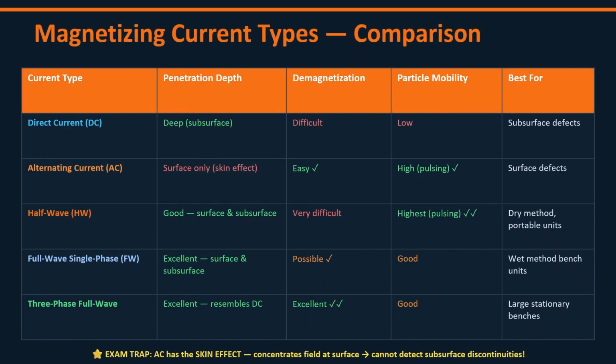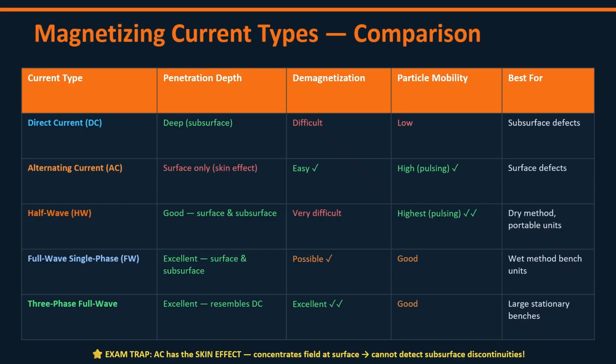The type of magnetizing current strongly influences MT performance. The comparison on this slide is really a comparison of three things: penetration, particle mobility, and demagnetization behavior. Alternating current is strongly surface-oriented because of the skin effect. It is excellent for surface breaking discontinuities and provides good particle mobility, but it should not be treated as a general-purpose deep inspection current. Half-wave rectified current provides strong pulsing.